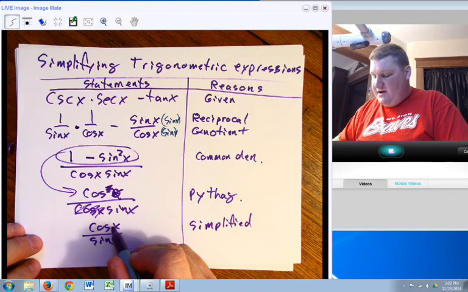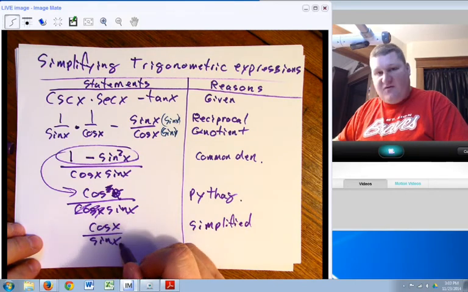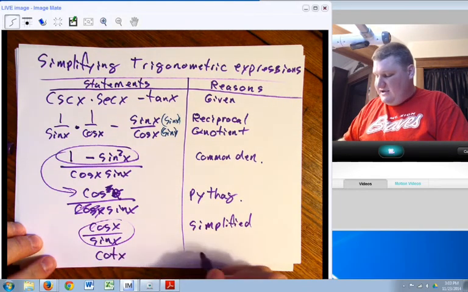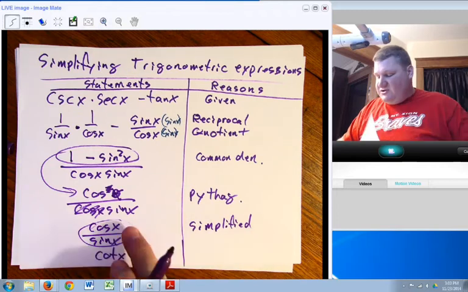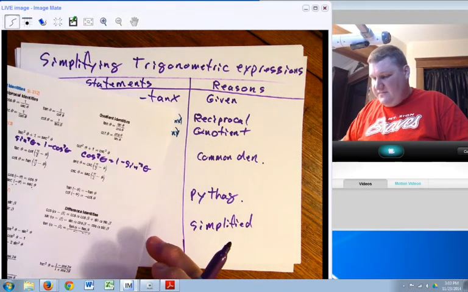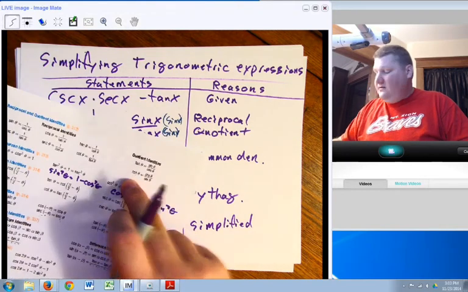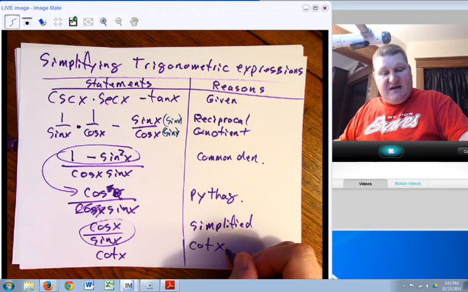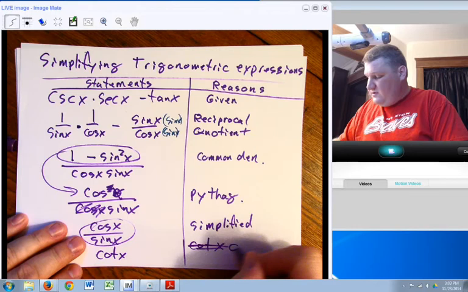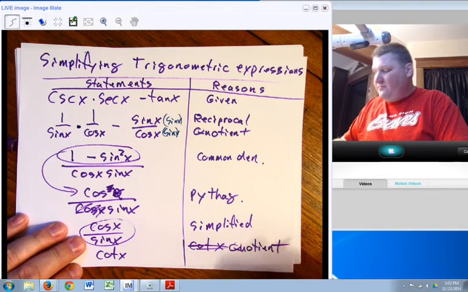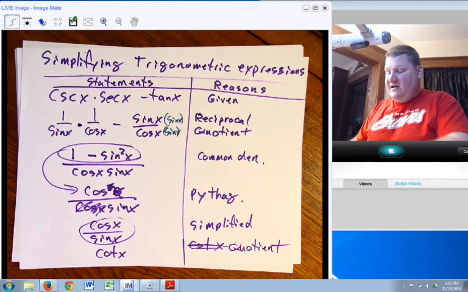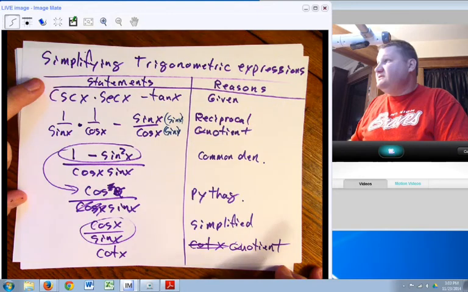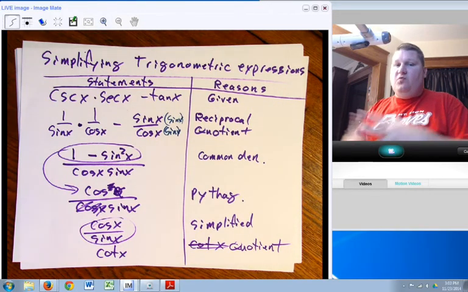And finally I say, wait a minute, cosine over sine, that's adjacent over opposite. This whole thing is equal to cotangent of x. Changing cosine x over sine x, that's a cotangent of x. And there we go. So that is a quotient property. So the reason here would be quotient property. So I have now done a simplifying proof, giving all of my statements and all of my reasons. You must give me both sides or you will not receive credit.